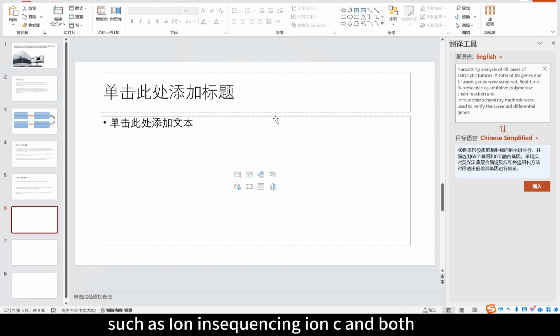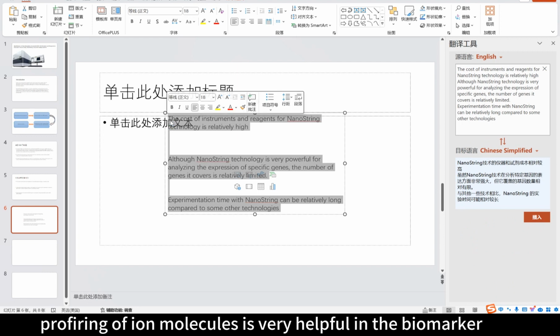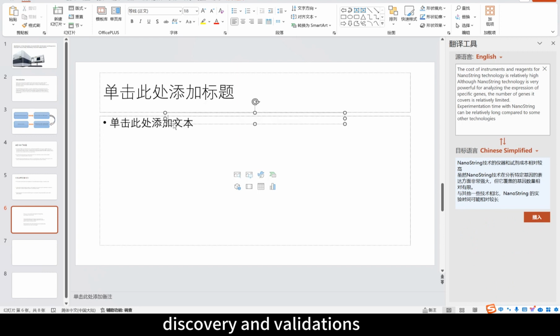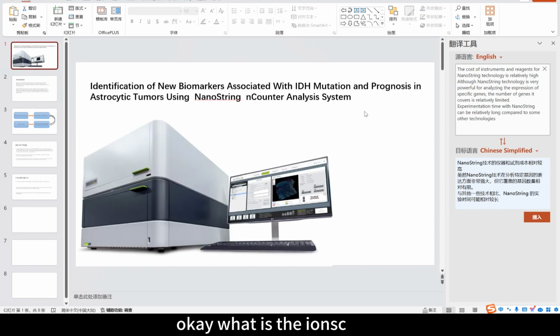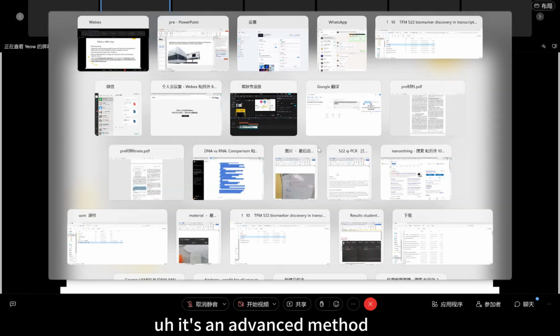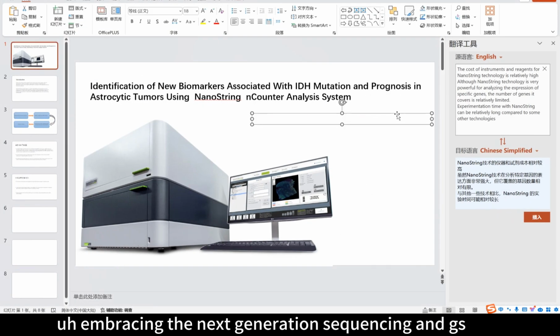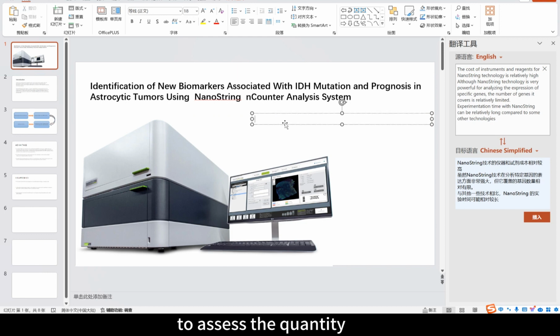Transcriptomic analysis such as RNA sequencing, RNA-seq, enables the comprehensive profiling of RNA molecules and is very helpful in biomarker discovery and validation. Okay, what is RNA-seq? RNA-seq is a sort of RNA sequencing. It's an advanced method employing next generation sequencing (NGS) to assess the quantity and the sequence of the RNA molecules within a biological sample at any given moment.